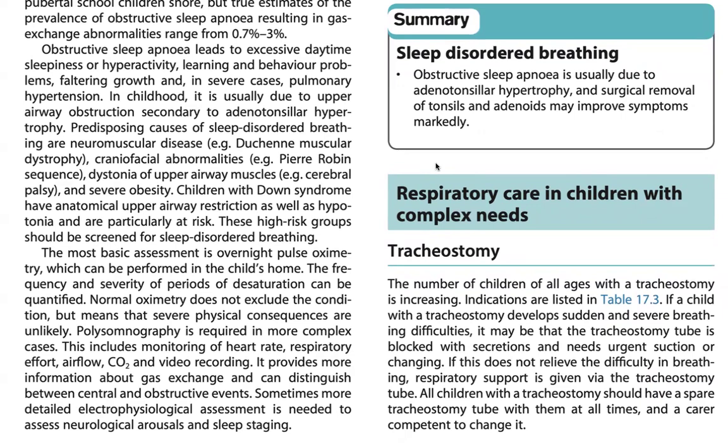The most basic assessment is overnight pulse oximetry, which can be done from a child's home. The frequency and severity of periods of desaturation can be quantified. Normal oximetry does not exclude the condition, but means that serious physical consequences are unlikely. Polysomnography is required in more complex cases. This includes monitoring of heart rate, respiratory effort, airflow, carbon dioxide, and video recording. It provides more information about gas exchange and can distinguish between central and obstructive events.